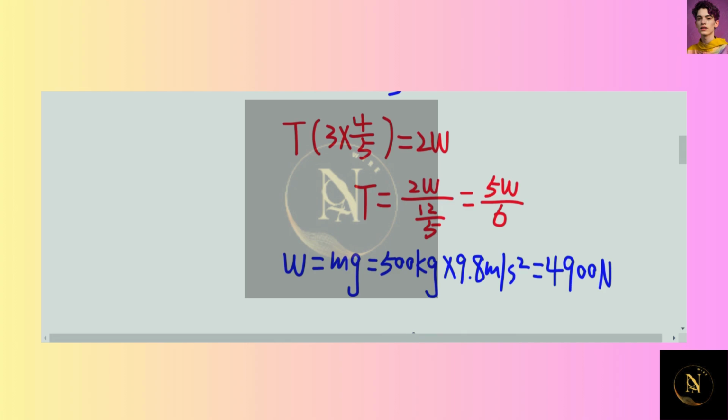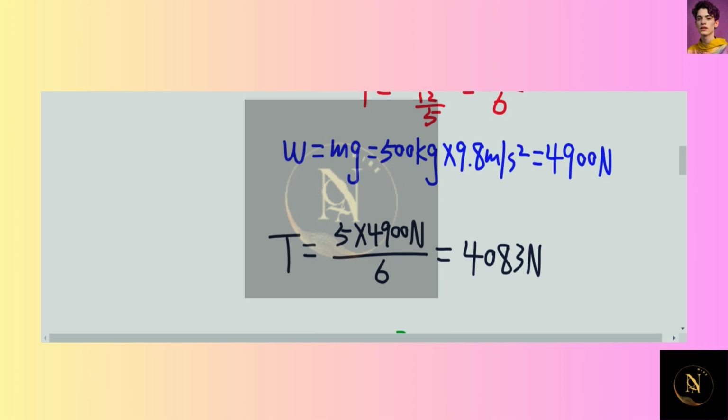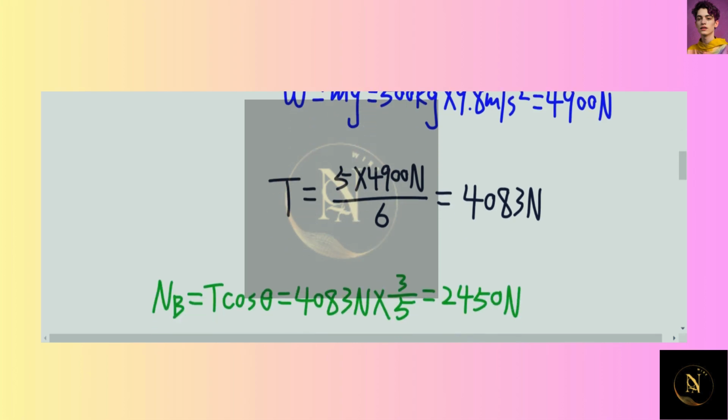And we know the gravity is equal to mass times acceleration, which is equal to 500 kilograms times 9.8 meters per second squared, and this is equal to 4,900 Newton. So the tension is equal to 4083 Newton. And remember, N_B is equal to T cosine theta, which is equal to 4083 Newton times 3 over 5, since cosine theta is 3 over 5. And this will give us N_B is equal to 2450 Newton.